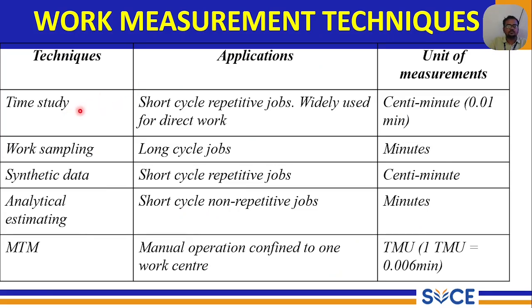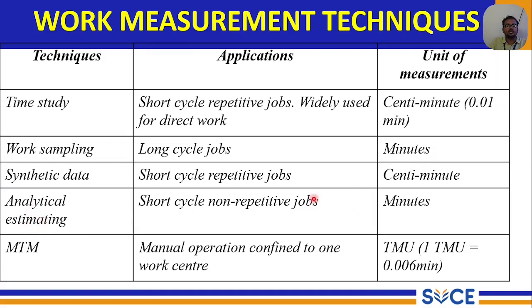This will give you an idea about how the work measurement techniques and their corresponding units of measurement are. Similar to your micro and memo motion study, where utilization of a video camera is very key. Similarly, you have to look to time study only when there are very short cycle repetitive jobs, and they are usually for direct work. The second category is work sampling. Work sampling is applied predominantly for longer jobs which have a longer cycle time, and the unit of measurement is in minutes.